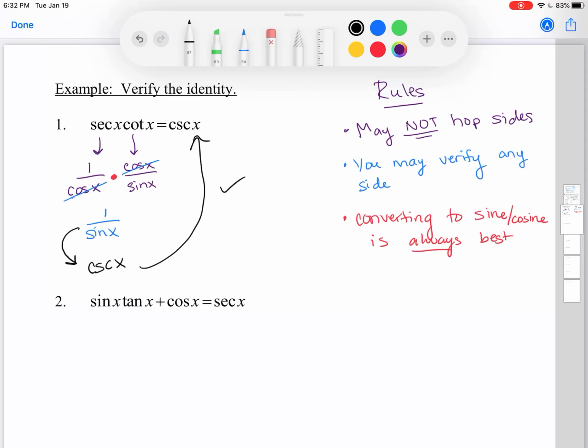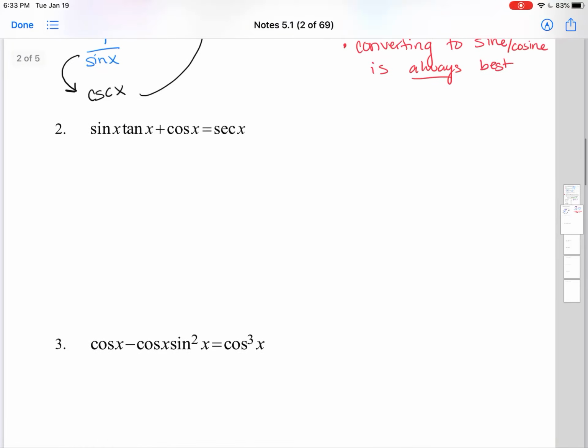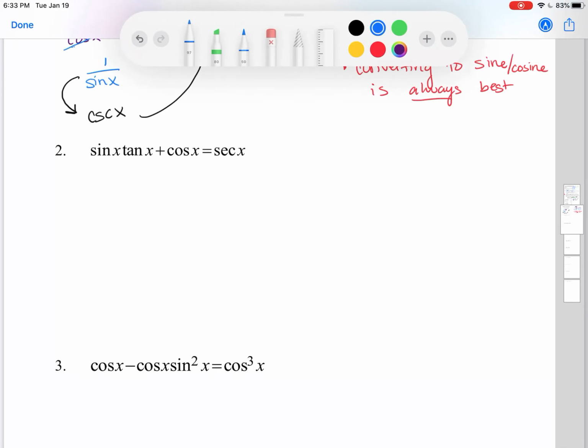All right, so all that one was needed was to convert to cosines and sines. I was able to eliminate some cosines, which left me with 1 over sine x, which I happen to understand is cosecant x. And there we have it. So let's try question 2 now.